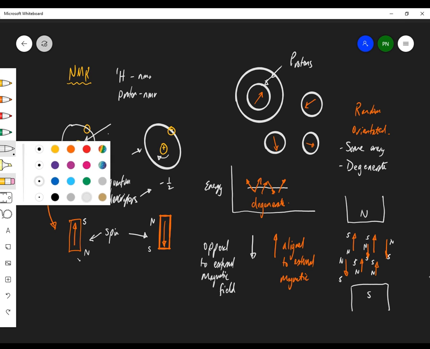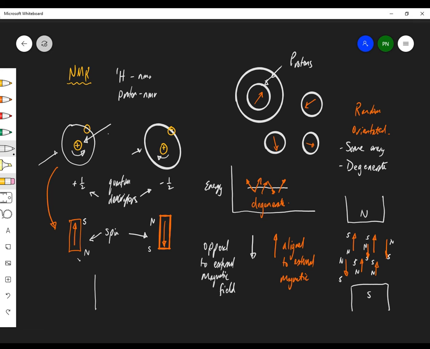Now, when they're in a magnetic field, let me draw the line. When they weren't in a magnetic field, if you remember, they were all degenerate. They were all over the place, weren't they? All of these are degenerate. So this is no magnetic field. But when you do put them in a magnetic field, they split into two. Now, the ones that are opposed, the ones I've drawn going down, are actually at a higher energy than the ones that are aligned. Now, there's a very small energy gap between these two.